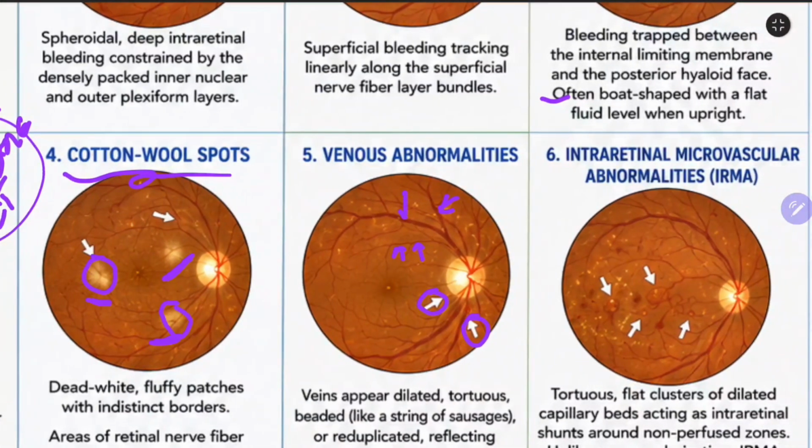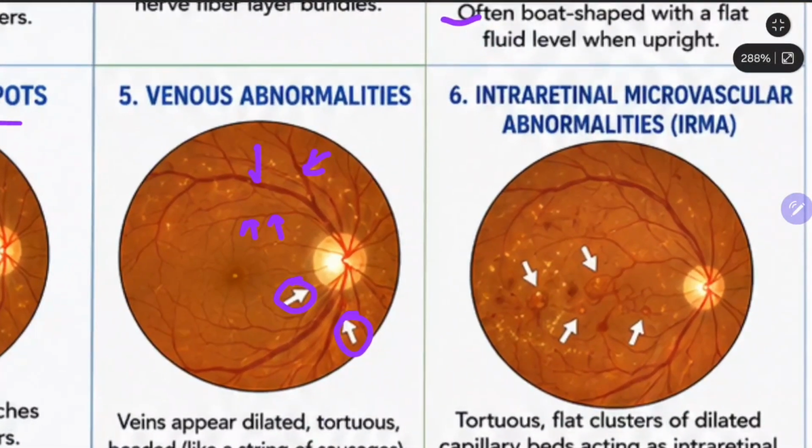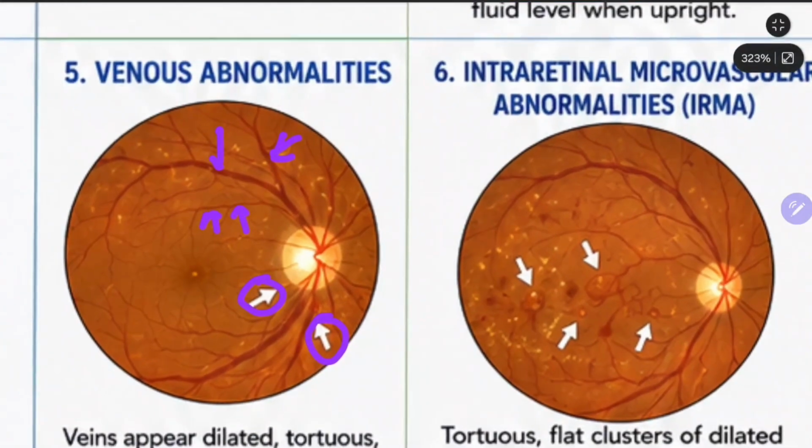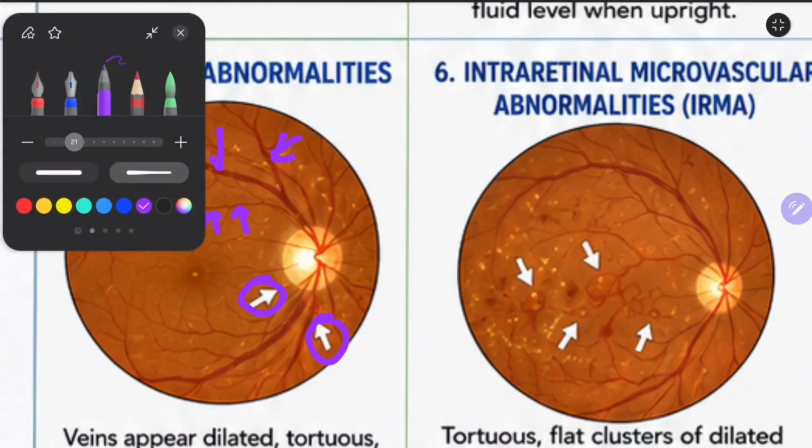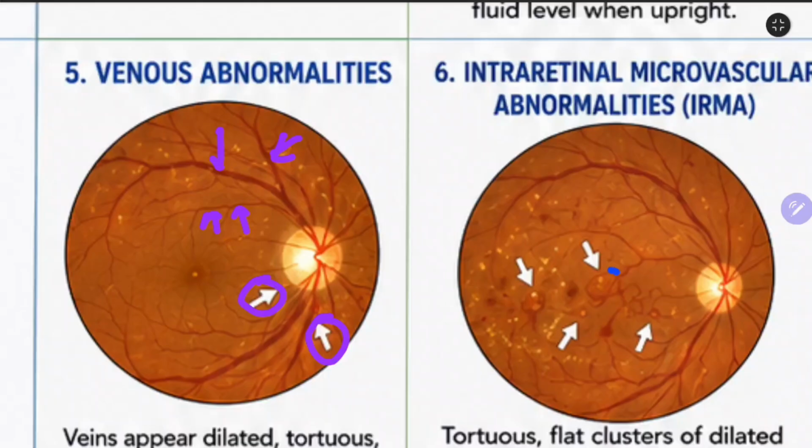And here you can make out IRMA very easily, intra-retinal microvascular abnormalities. You can see this anastomosis-like thing in the retina. Are you able to make out this? Okay, I should take a different color. I'll take blue color. See here, this one. So this is IRMA actually. Here also you can see one IRMA.